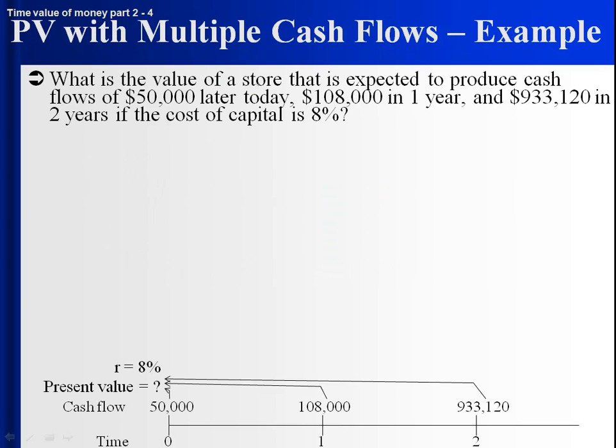So we have a store. It's expected to produce cash flows of $50,000 later today, $108,000 in 1 year, and $933,120 in 2 years. Cost of capital is 8%. What's the value of this store? Well, we can't simply say what's 50 plus 108 plus 933,120, because the 108 is in 1 year and the 933,120 is in 2 years.